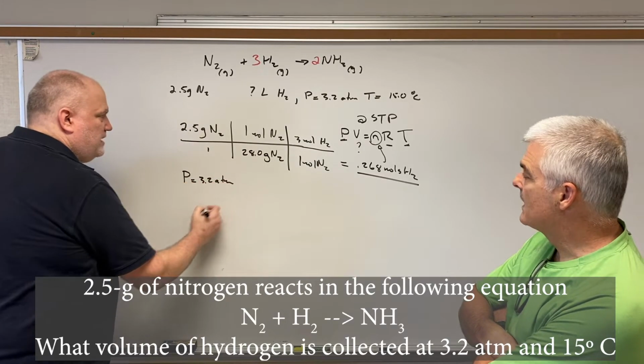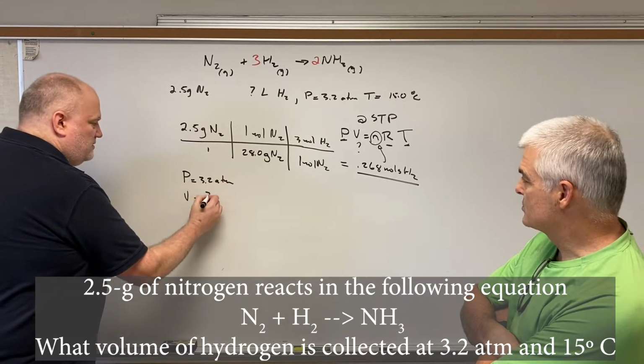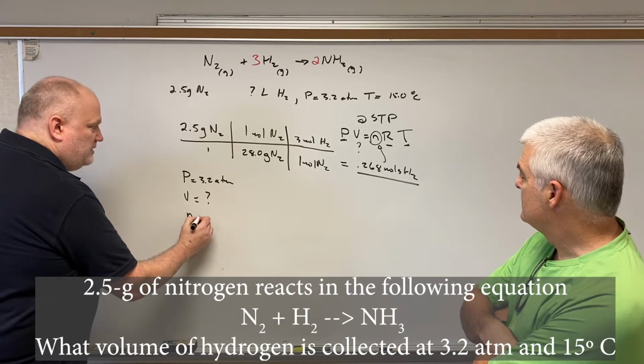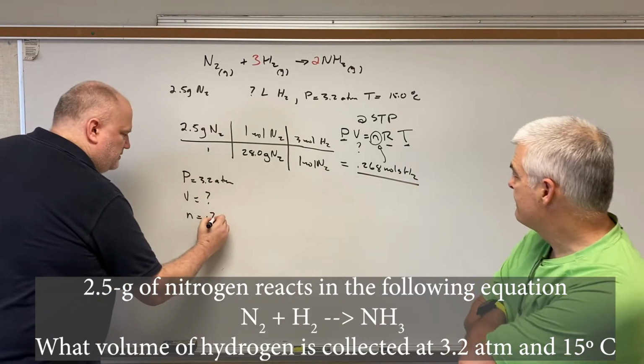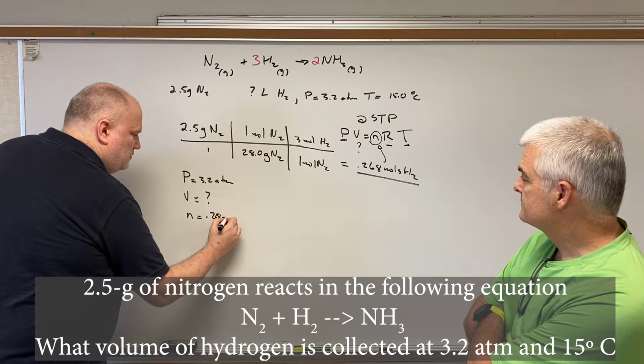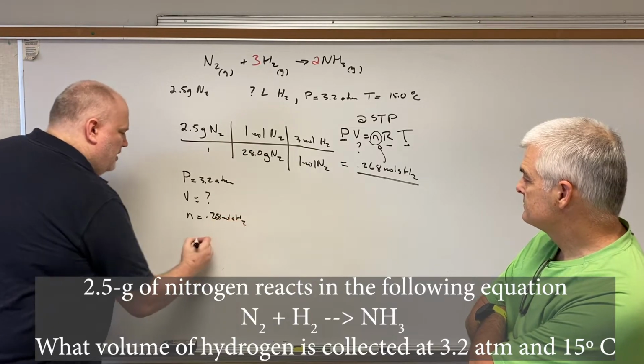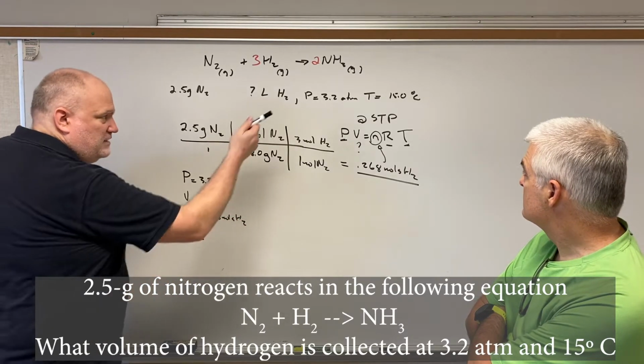We don't need to do anything with that. We're happy with that. Our volume is what we're trying to solve for. Now we know our n, we just figured it out. It's here: 0.268 moles of hydrogen. And our temperature, they're giving us as 15 degrees Celsius.